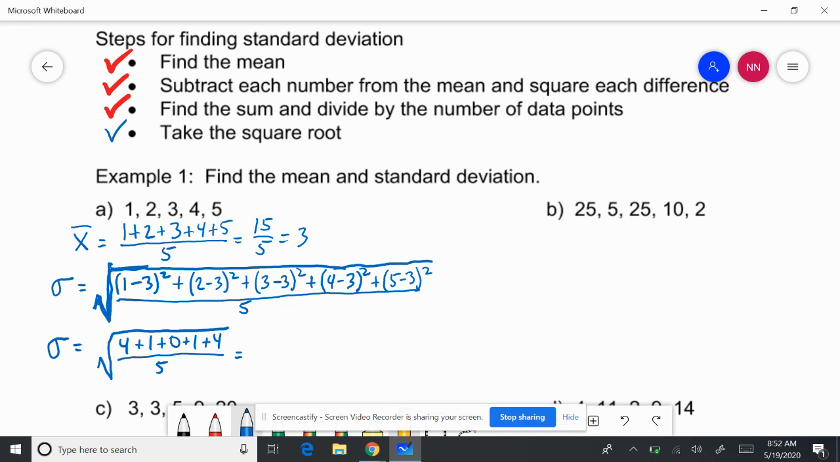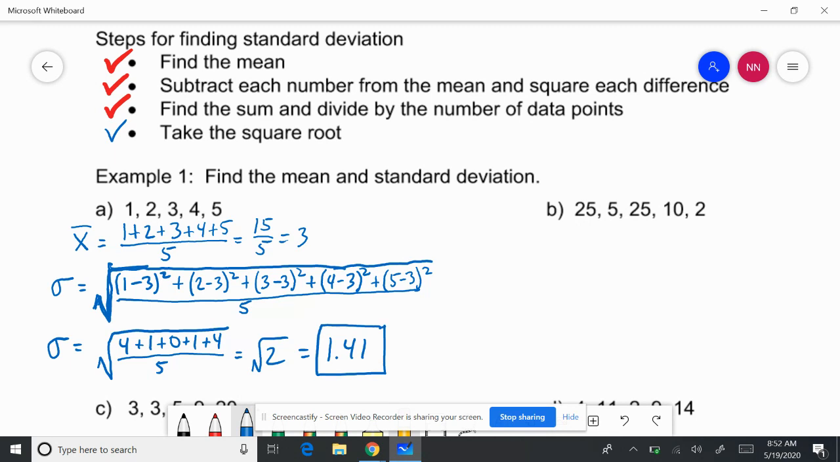We're going to do 2 steps in 1. We're going to add them up and then divide it by 5. So 4 plus 1 is 5, plus 0 is 5. 6 plus 4 is 10. 10 divided by 5 is 2. So we're going to take the square root of 2. This is where you need a calculator. We're going to take out our calculator and find the square root of 2, which is 1.41. And that right there is our answer.